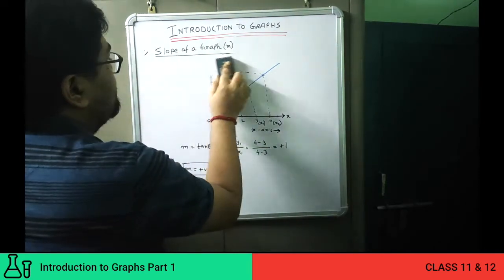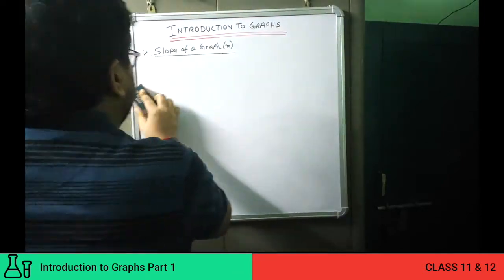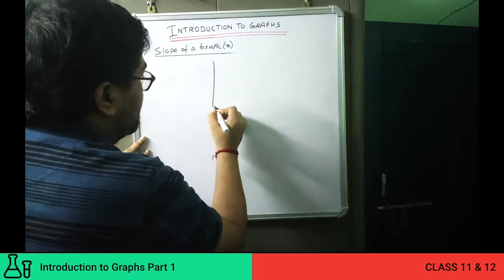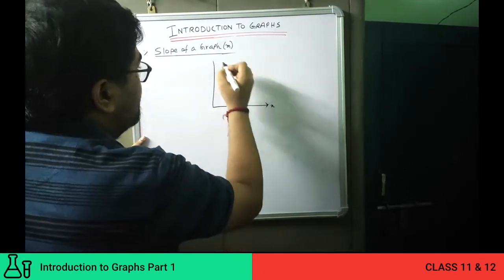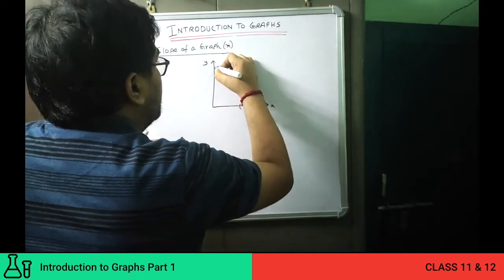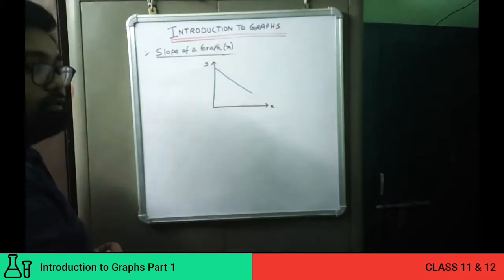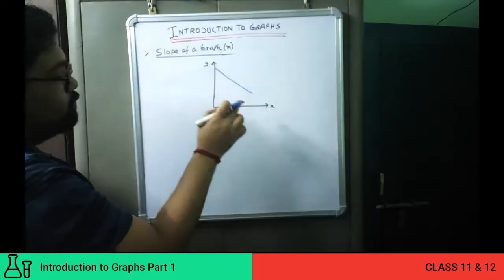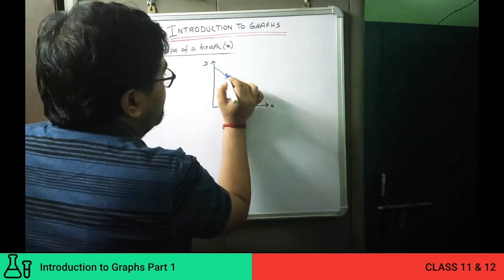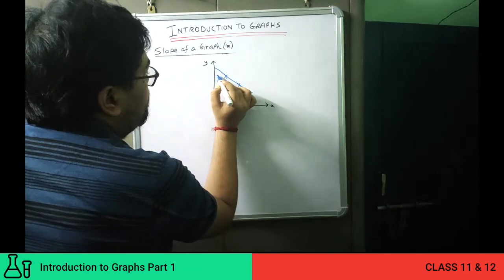Now, for negative slope, we also have to consider a graph. Let us again consider x-axis, y-axis. Now, we are making a line like this, downwards. It is going downwards. Now, we have taken 2 points like this. These are the 2 points. So, we will again do the same thing.